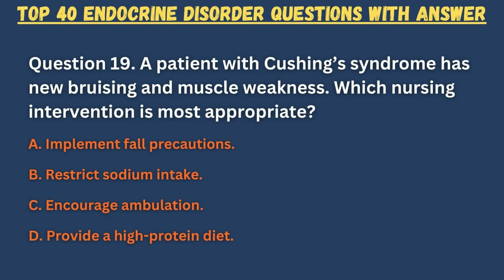Question 19. A patient with Cushing's syndrome has new bruising and muscle weakness. Which nursing intervention is most appropriate? A. Implement fall precautions. B. Restrict sodium intake. C. Encourage ambulation. D. Provide a high-protein diet.